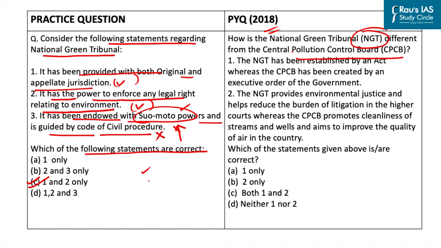Sixth is the Public Liability Insurance Act of 1991. And seventh is the Biological Diversity Act of 2002. Moving on to the previous year question, the correct answer for the previous year question is option B.